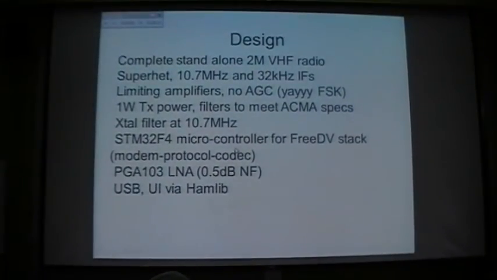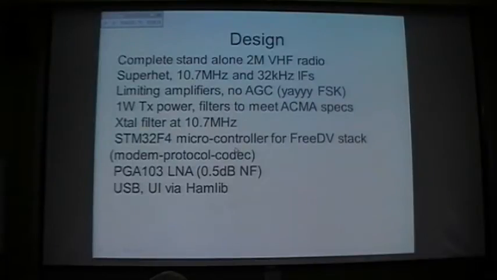Okay, so a little bit about the design. There's lots more information, schematics, block diagrams, all in the version control system that's available on the internet, the SM2000, just Google it. But basically it's a complete standalone 2-metre VHF radio. It's a superhet design with 10.7 megahertz and 32 kilohertz IF. The 32 kilohertz IF is internal really to the signal processing, so we sample it further down to capture that IF.